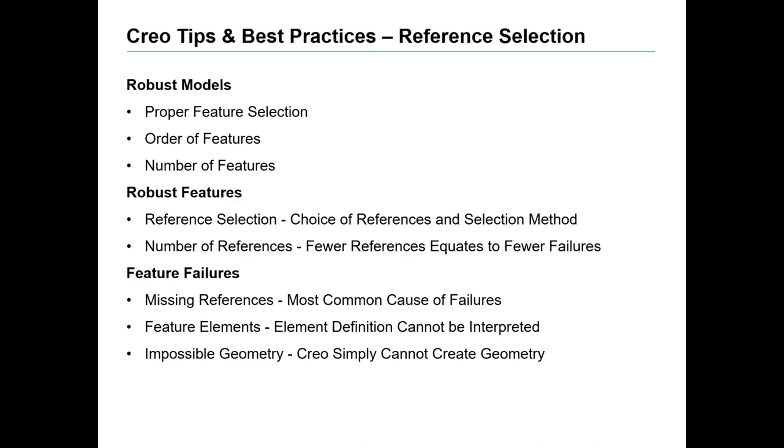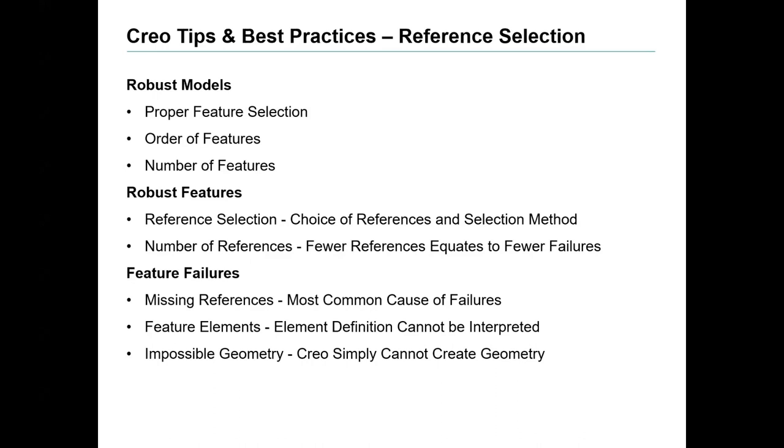And that's what we're going to do today, show you some better ways. The number of references is also just as important, because fewer references will always equate to fewer failures in your model, or I should say fewer opportunities for failure. Models fail most commonly because there's a missing reference. Creo was looking for something that was used to create a round or whatever the case may be, and it can't find it in the model, and therefore it fails.